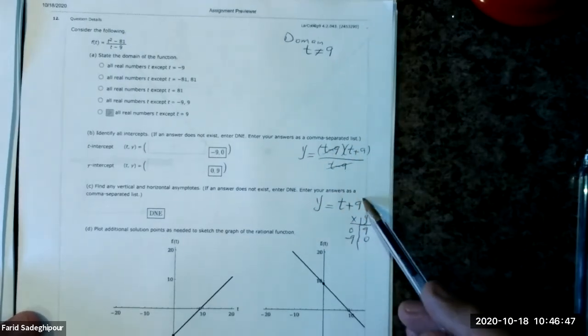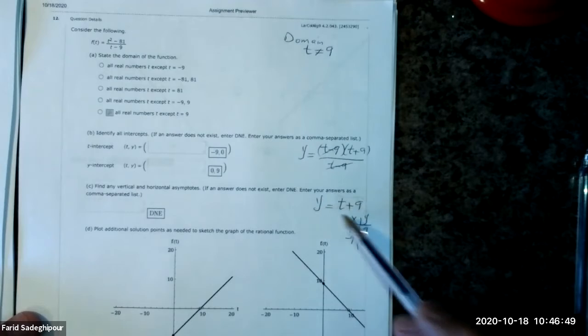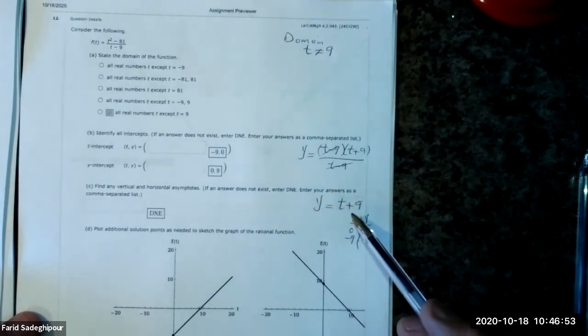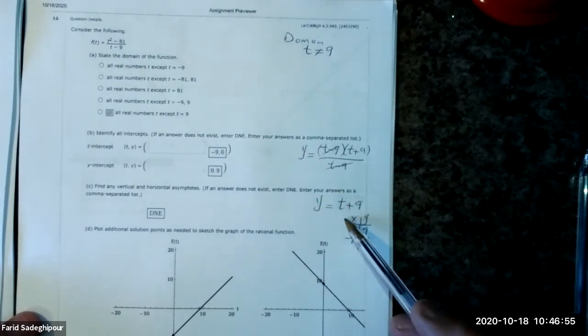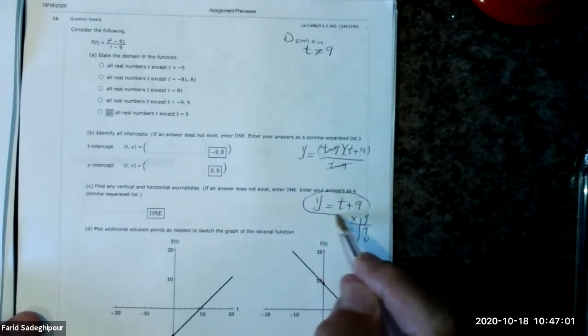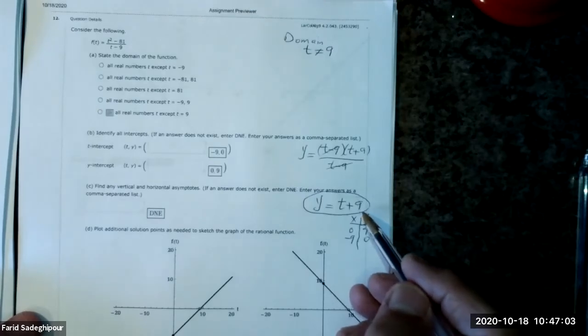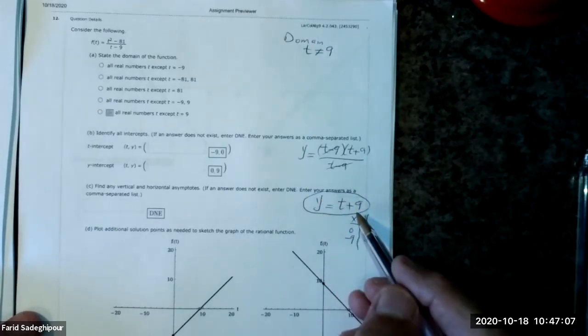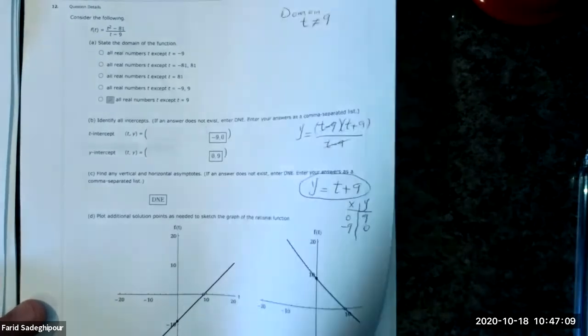Now, look, this is not a rational function anymore. Why not? There is no denominator. So this is just a straight line. Rational function means you have a denominator and there is a letter, like in this case, t, but it's not. After I simplify, I come up with an equation that doesn't have a denominator. So this is equation of a straight line, which is this one.